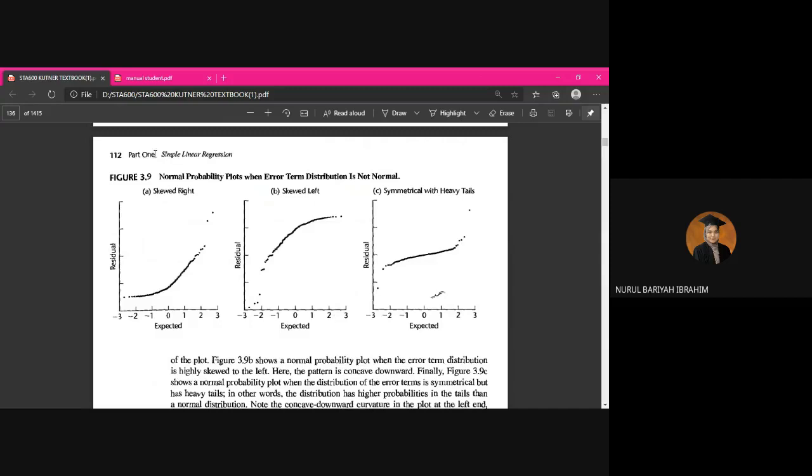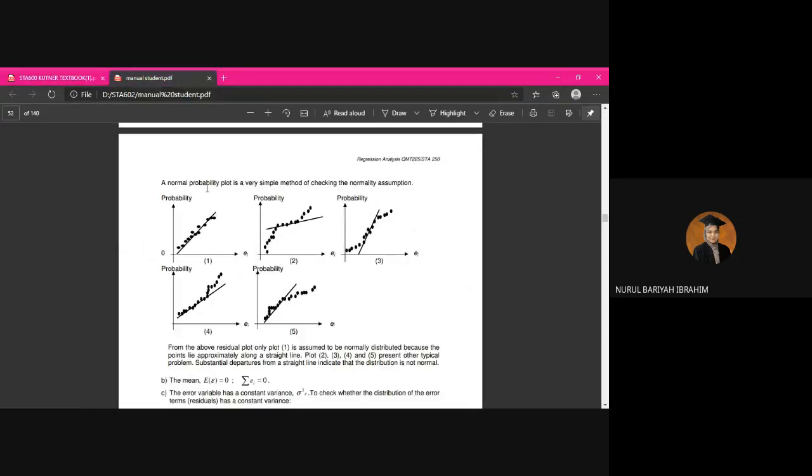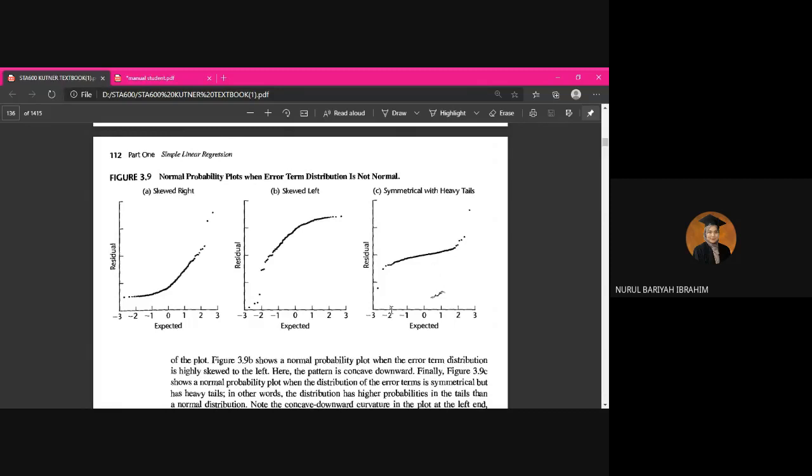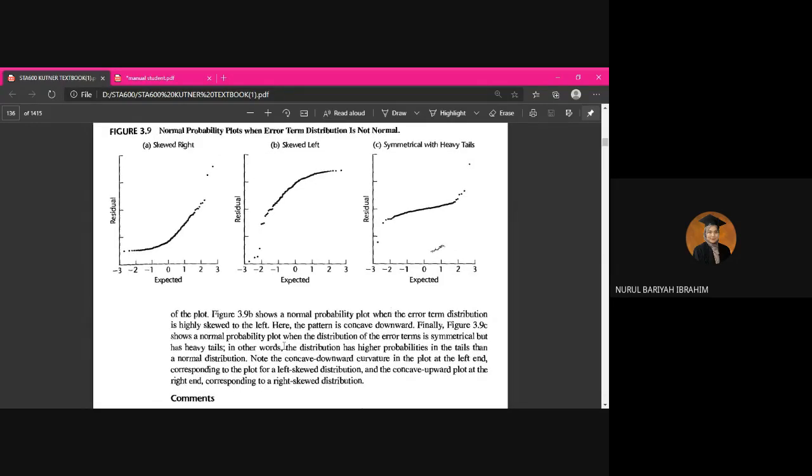Okay, so if we have this plot of normal probability plot, we can say that the error term are normal ataupun the normality assumption is fulfilled because most of the point lies along the straight line. Okay. Okay, so because of that, we can see that the error term is normal. Okay, look at here. Kat sini ada explanation about each of the graph here.